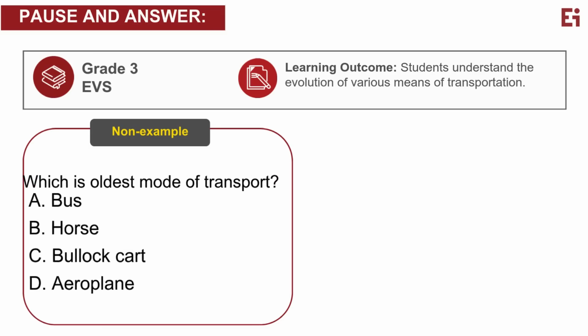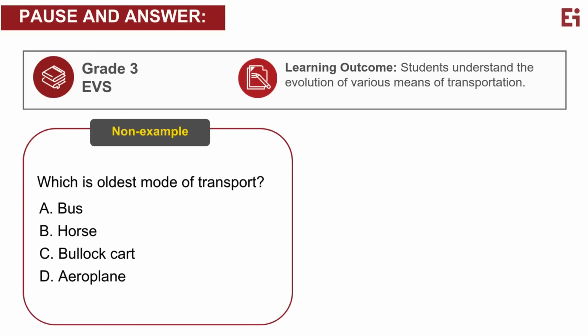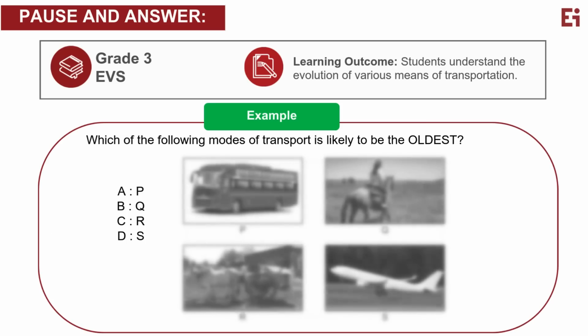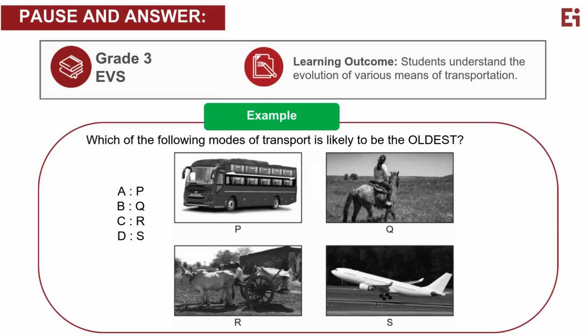Pause and answer this question. How will you improve this question? We can make the question better by adding interesting images. This makes the question more engaging and relevant. By seeing the images, students can choose the right option more effectively.